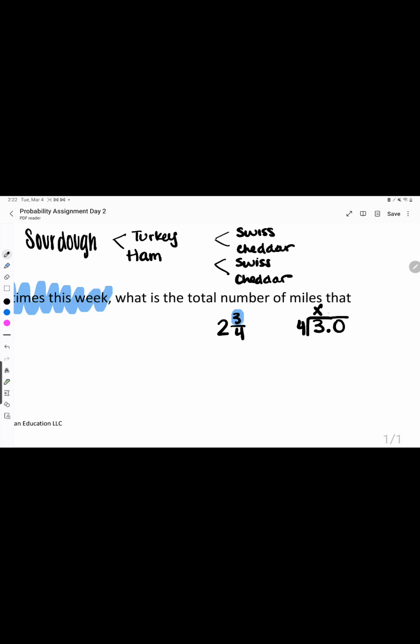4 goes into 30 how many times? 7. 4 times 7 is 28. Subtract, that gives me 2. I'm out of numbers again, so what do I do? I add a 0, drop it down. How many times does 4 go into 20? 5. So this is 2.75.